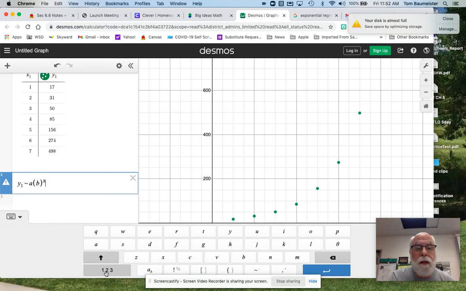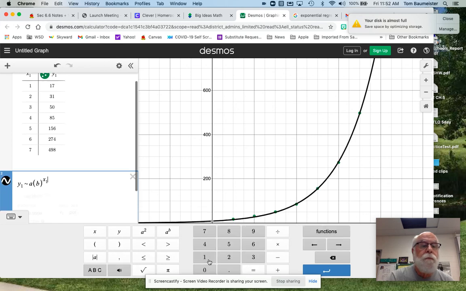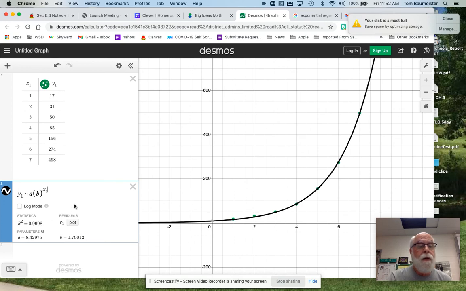remember, x has to be 1 also. That's what I forgot to do. Because remember, I'm trying to find an a and a b. So I put that to 1. And there's our curve. All right. So sorry about all of that. I'm not going to redo it. R squared is very close to 1, which is what we expect.